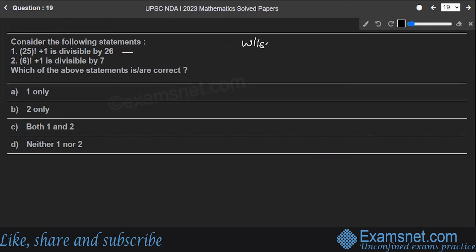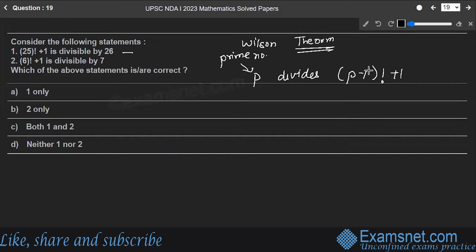What does this theorem say to you? Wilson theorem says for any prime number p, p always divides (p minus 1) factorial plus 1. So if p is a prime number, then it always divides (p minus 1) factorial plus 1.